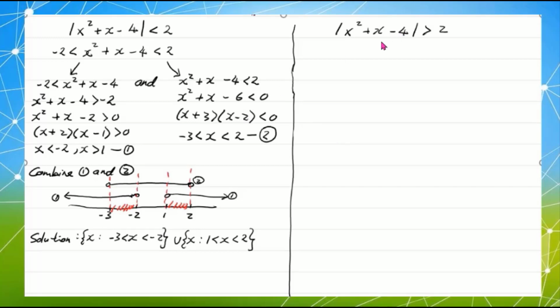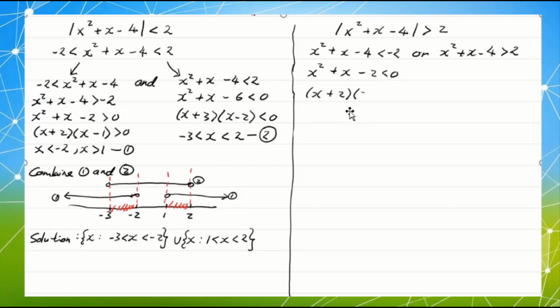Now, in case the inequality is greater than 2, when we take away the modulus sign, the inequality becomes x power 2 plus x minus 4 less than -2, or x power 2 plus x minus 4 greater than 2. Now we need to solve these two inequalities separately. Okay, same thing. We shift all the terms to the left hand side. Then we do the factorization for this quadratic. Then by using the U shape of this quadratic, we try to identify the interval value of x. Since it is less than 0, x is in between -2 up to 1. So this is the first interval for x.